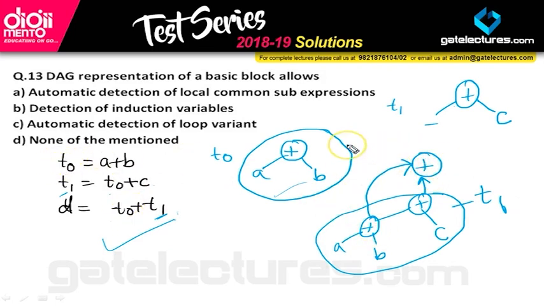So from the options themselves, you can say the first is the answer: automatic detection of local common sub-expressions. Why? Because we are reusing the same. We first calculated this, then we calculated this, and we are just adding it like this. So we are automatically detecting the local common sub-expressions of the basic block, and that is how the DAG is constructed for it. You can make a note of this example. So the first is the answer here.